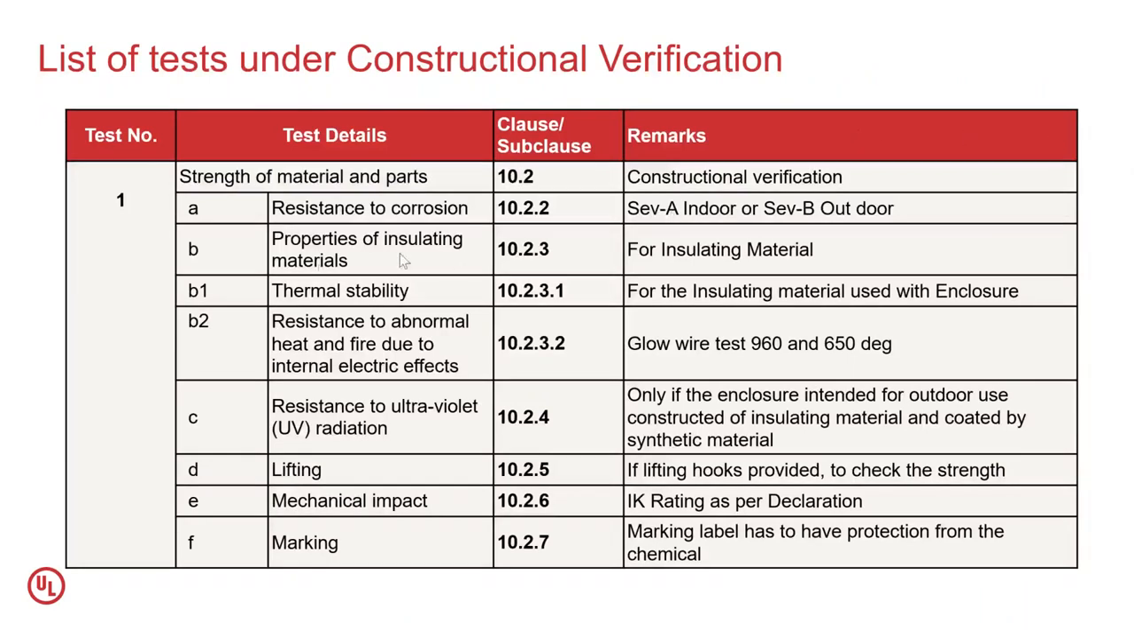Now, coming to the construction part I mentioned to you. Annexure D talks about resistance to corrosion and the strength of materials and parts, properties of insulating materials, thermal stability of the insulating material used in the enclosure, and resistance to abnormal heat and fire due to internal electric effect. This is nothing but insulating material testing, which we call in short the glow wire test.